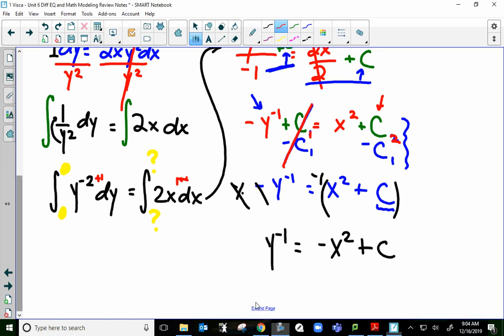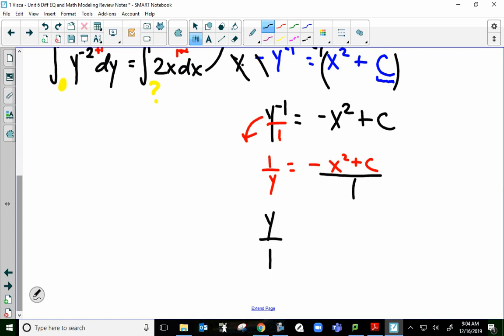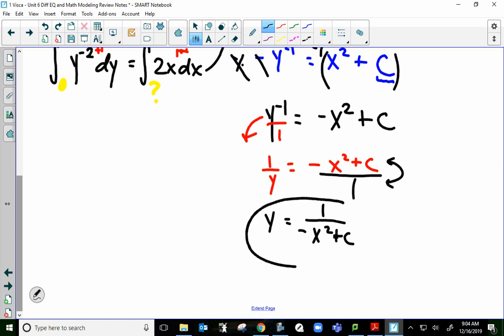Now, I want this y alone, so I want to get rid of the negative 1. So I'm just going to flip the fraction again, because technically this is over 1, right? Equals negative x squared plus c. Now, here's a rule that a lot of people forget because we don't really use it too much. If I call this y over 1, which is just y, I can just flip these two. And that's your answer. That's your solution right there.